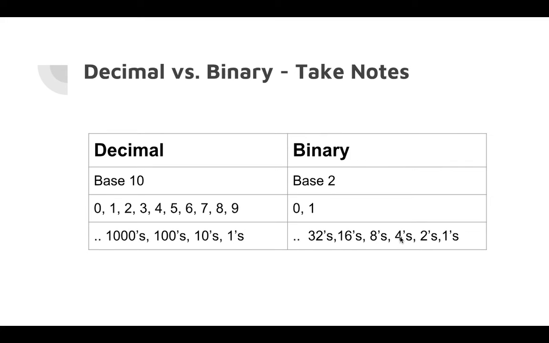Let me go back. These are the place values. So 1, 2, 4, 8, 16, 32, etc. So if we look at the base here, this would be 10 to the 0, 10 to the first, 10 squared, 10 cubed, etc. In a binary system, this would be 2 to the 0, 2 to the 1, 2 squared, 2 cubed, 2 to the fourth, 2 to the fifth, etc.